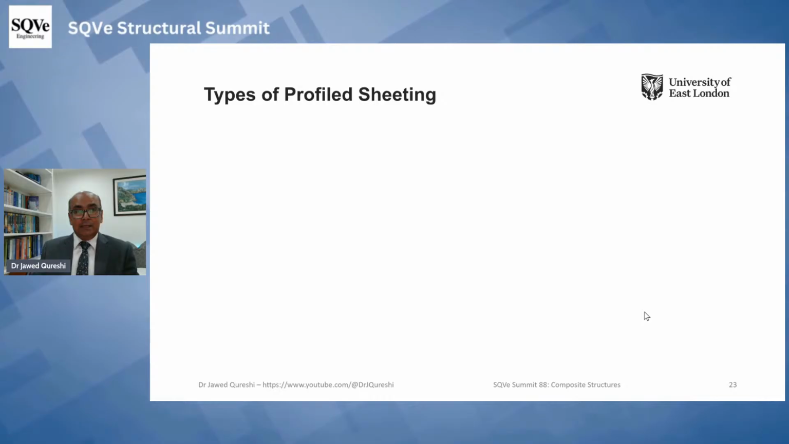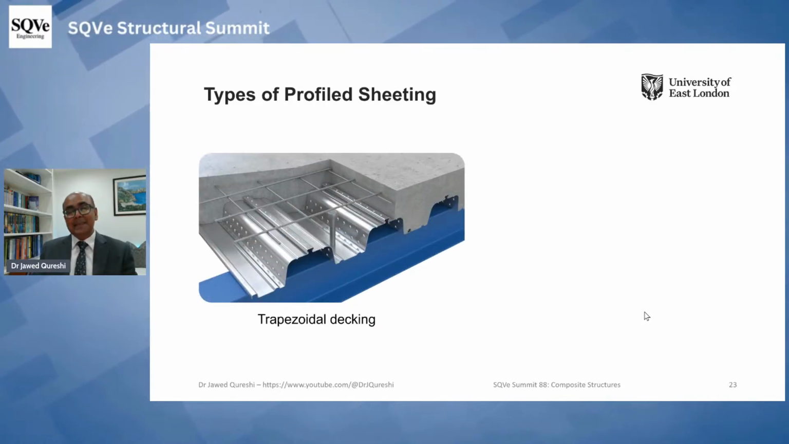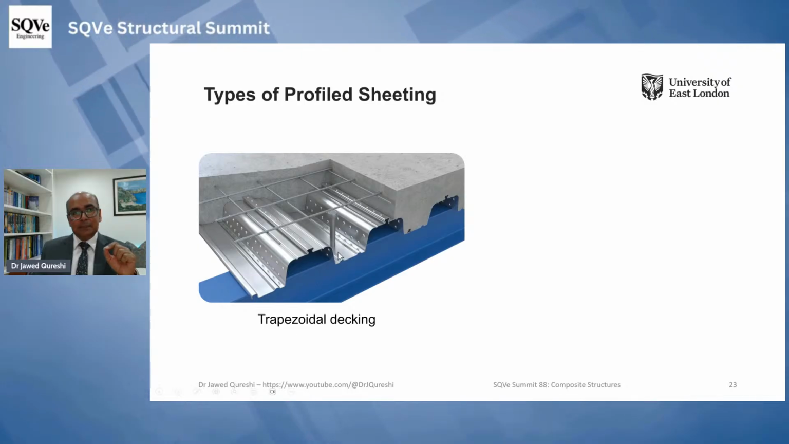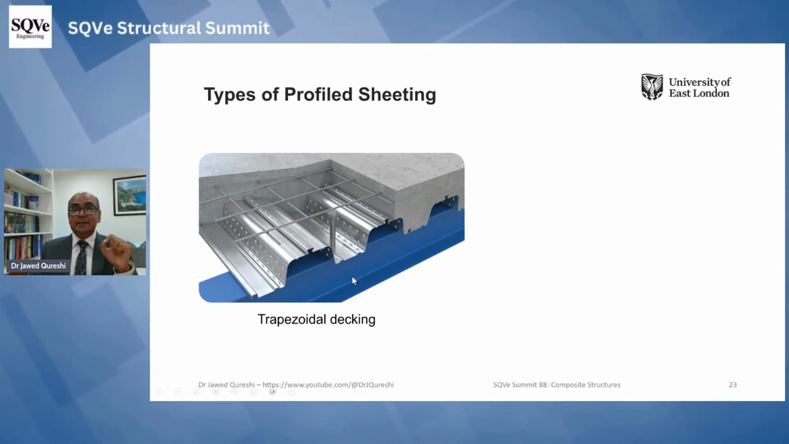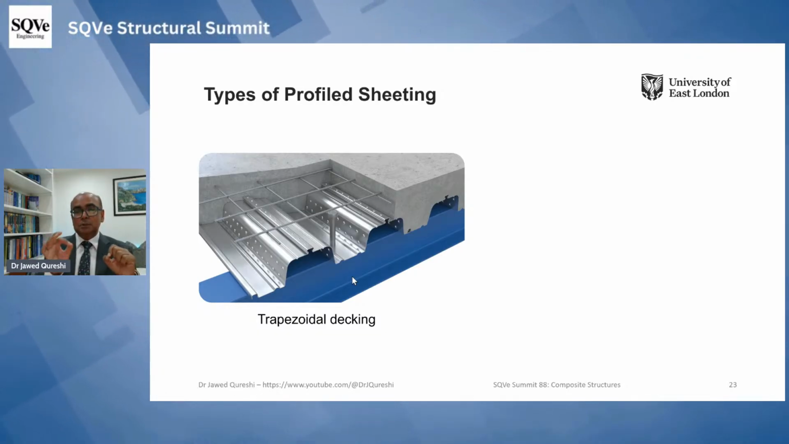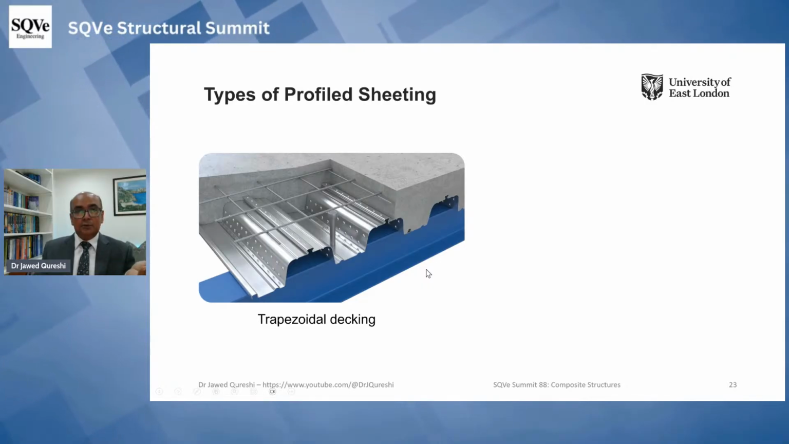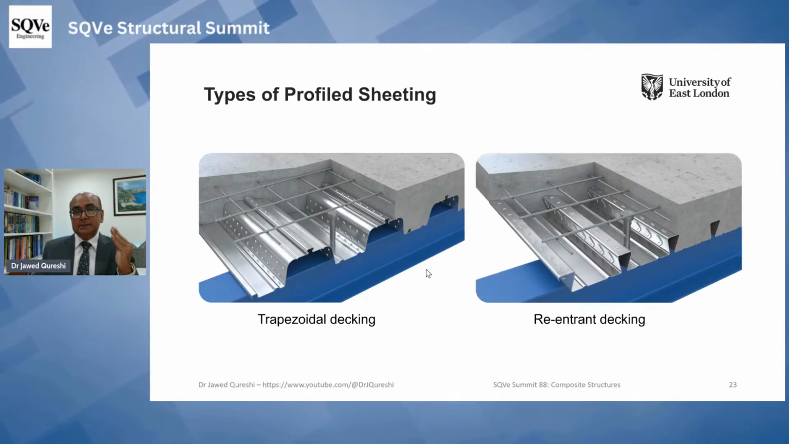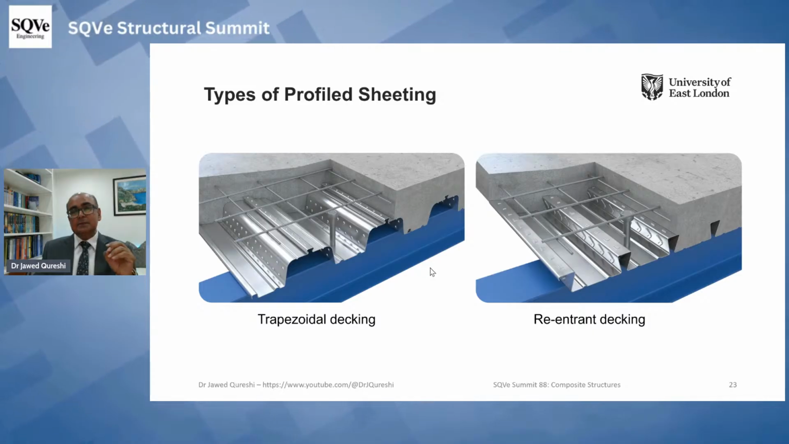Now, what type of profile sheeting do we have? Mainly, we have two types. One is trapezoidal decking. You can see this is oriented perpendicular to the axis of the beam, which means that it is a secondary beam configuration. And in secondary beam configuration, it is almost compulsory to use shear studs. In primary beams, it is not necessary, but in secondary beams, it is essential that we use shear studs.